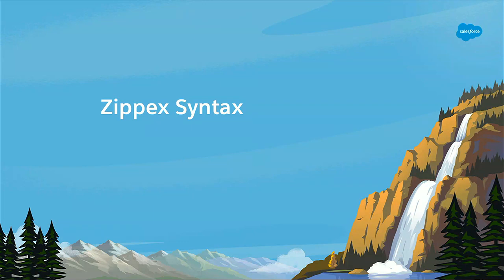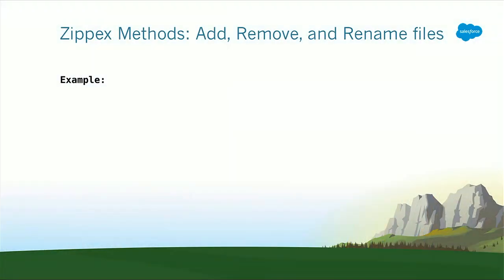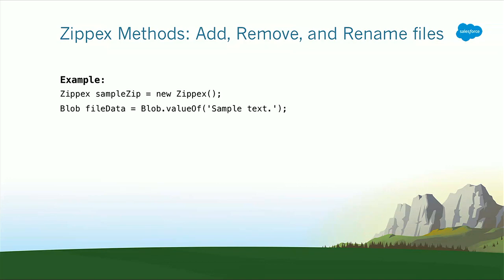All right, let's take a look at the syntax of the library. It's very simple. I'm just going to go through some examples. Let's say we want to add a file to a zip archive that is empty. The first thing we do is instantiate the Zippex library, and then we need some data. In this case, I just created some sample text, and I'm going to convert it into a blob and store it in this blob variable.